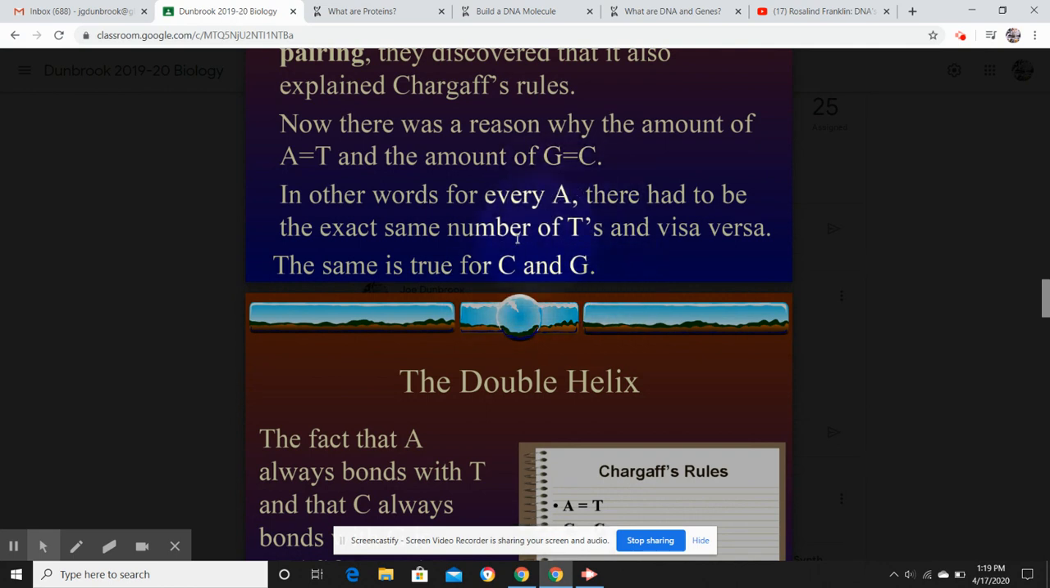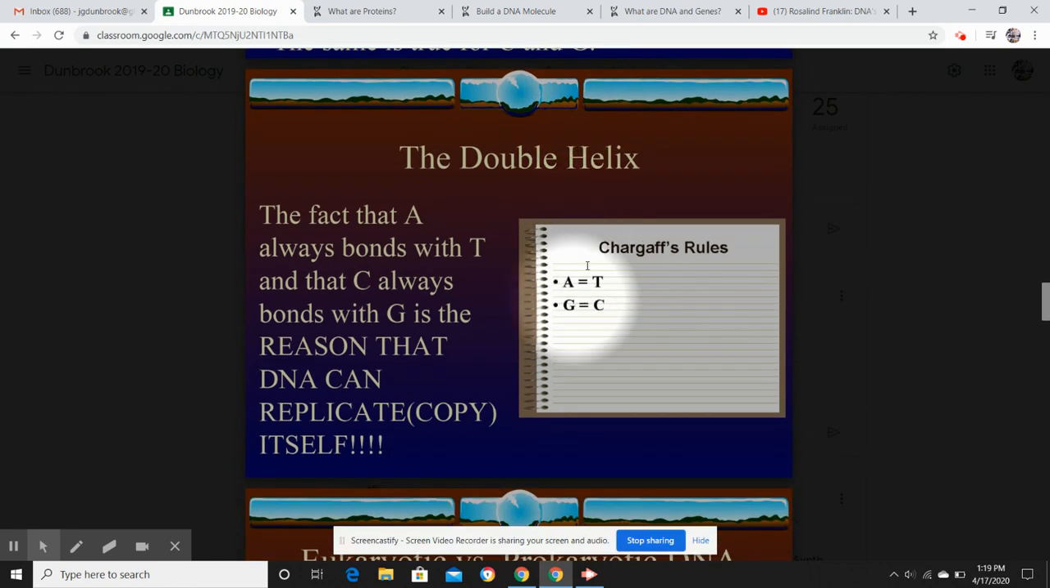For the amount of slices of ham, there's always the same amount of slices of cheese. And the reason for that is C will form a hydrogen bond with G, and A will form a hydrogen bond with T. And there's Chargaff's big picture rules there. Make sure you know this. This is super, super critical, and one of the reasons that we have been able to work with DNA since discovering this and find out many more secrets.